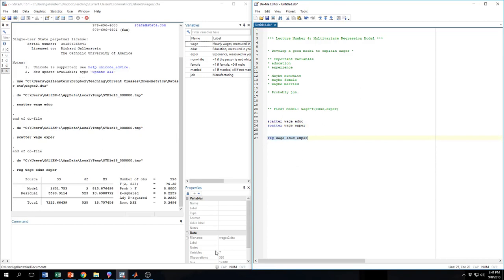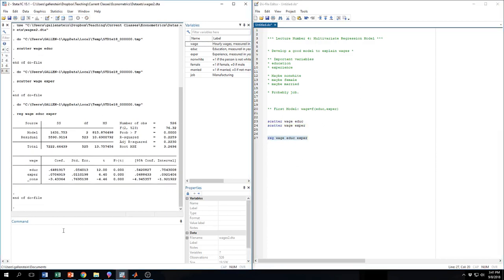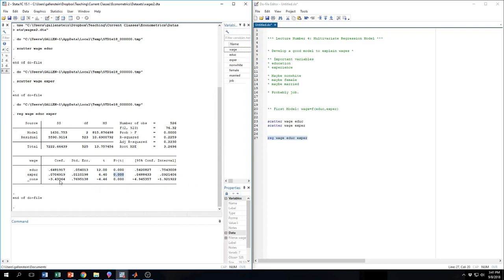This is our first model. What do we find? All right. Education increases wages by 65 cents per hour, significant at the 1% level. Experience also increases wages by 7 cents per hour, significant at the 1% level. All right. Okay, that's pretty good.